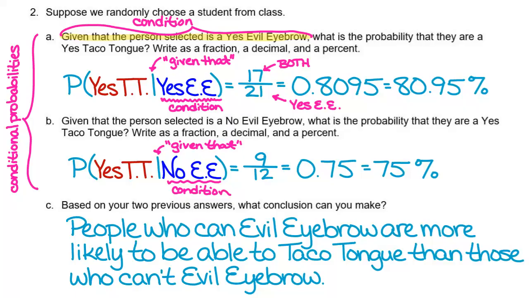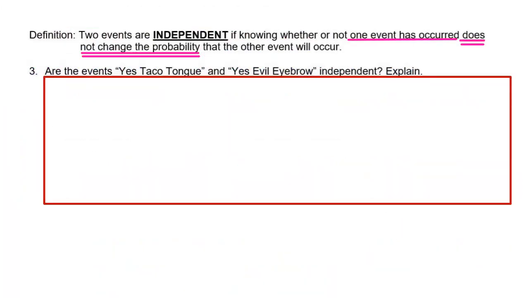All right, let's go look at number 3. But before we answer number 3, we have this definition here. Two events are independent if knowing whether or not one event has occurred does not change the probability that the other event will occur. So let me give you an example of things that are independent. The probability that you get an A on the next test, and the probability of whether or not I oversleep tomorrow.